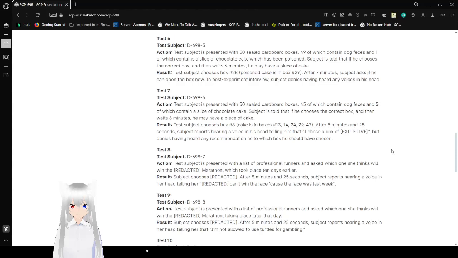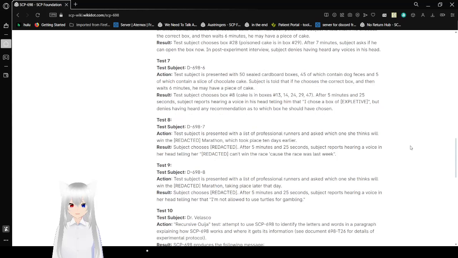Test subject D98-6. Test subject is presented with 50 sealed cardboard boxes, 45 of which contain dog feces and 5 of which contain a slice of chocolate cake. Subject is told that if he chooses the correct box and then waits 6 minutes, he might have a piece of cake. Result: test subject chooses box number 8. Cake is in boxes 13, 14, 24, 29, and 47.